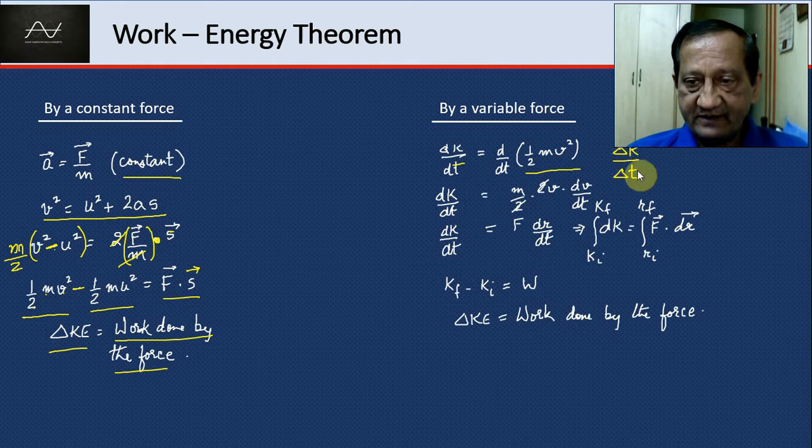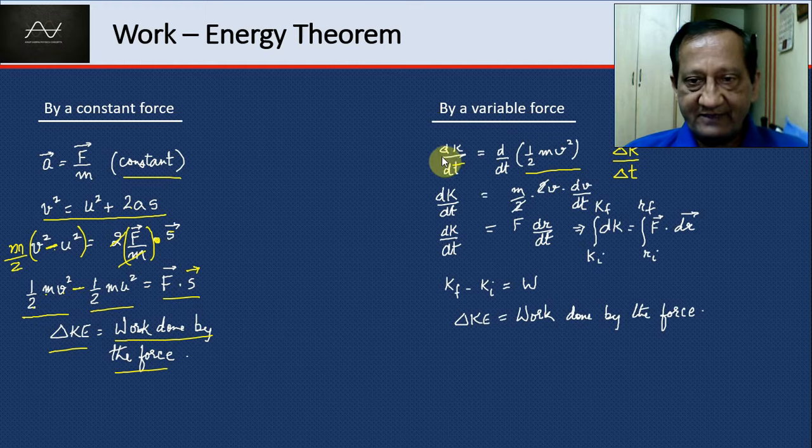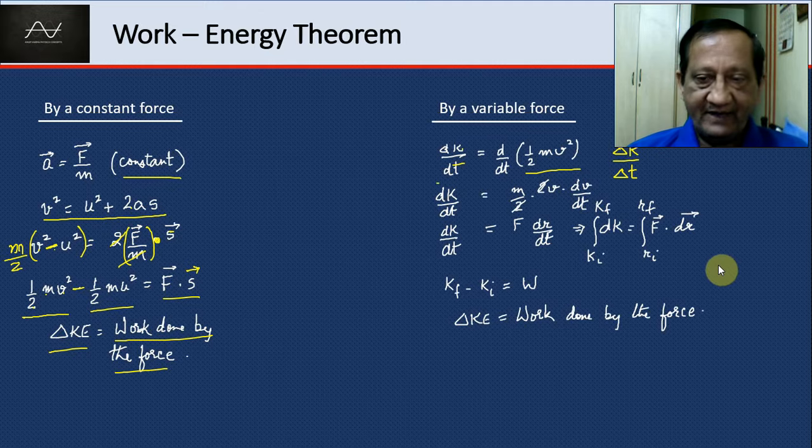When delta t tends to 0, it is written as dk by dt. It is also called differential. Don't worry too much about differentiation and integration. You're going to learn all of that in great detail in 11th standard. Just understand that differentiation means rate of change. So dk by dt is d dt of half mv square.